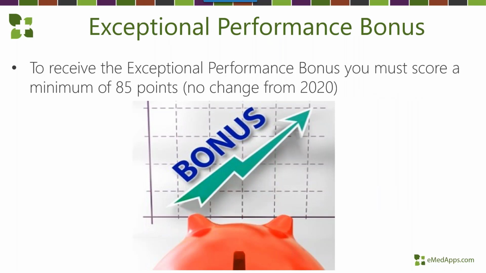Exceptional performance bonus is again capped at 85%, so that's no change from 2020. So 85 points allows you to get the exceptional performance bonus. 85 points overall for MIPS. Next slide.